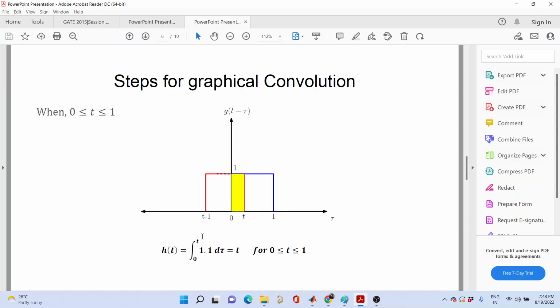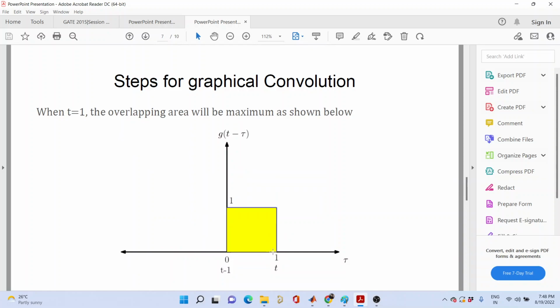So how to find it? From 0 to t, the value of g(tau) is 1, and the value of g(t minus tau) is also 1, into d tau, which becomes equal to t. So h(t) is t from 0 to 1, which means the overlapping area is actually increasing as we move from 0 to 1. When these two blocks are absolutely overlapping each other, the area would be maximum. So when t equals 1 and t minus 1 equals 0, we will have a complete overlap and the overlapping area will be maximum.